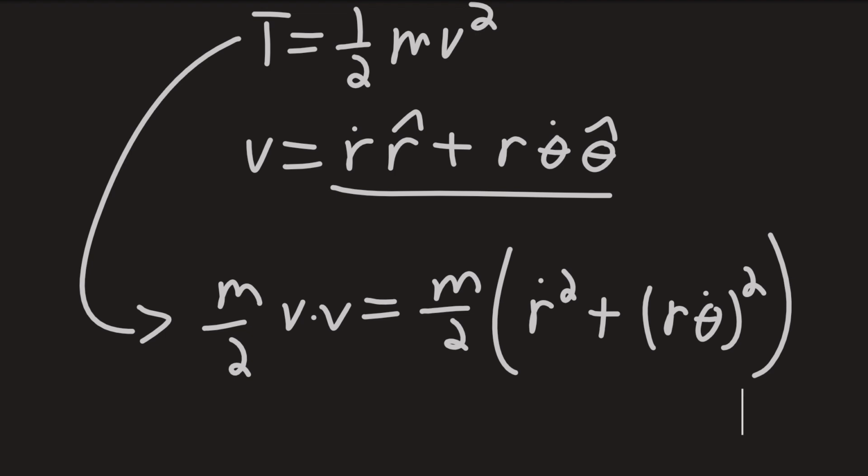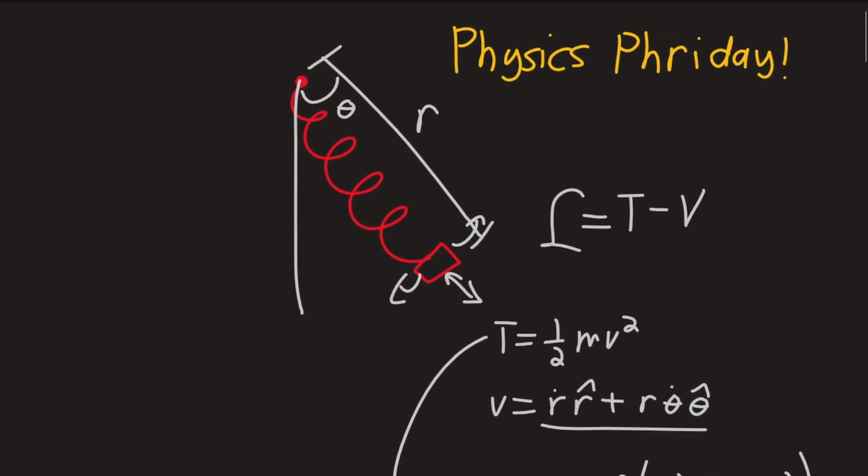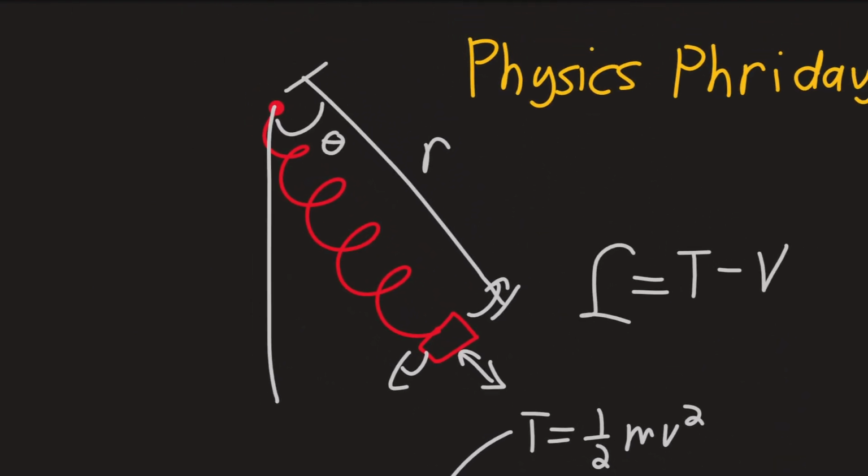And now on to the potential energy. So we're going to have 2 types here. We're going to have our gravitational potential energy, but also our elastic potential energy.